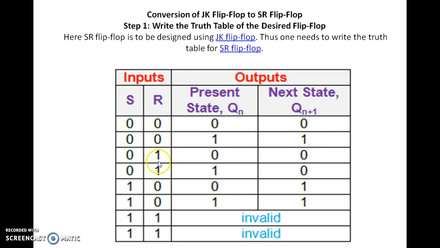When S is 0, R is 1, irrespective of your Qn values, your flip-flop is in the reset state. That is, it will be 0. When S is 1 and R is 0, irrespective of your Qn values, the flip-flop is in the set state because S equal to 1. And when both S and R are equal to 1, we say SR flip-flop does not work for this state. It enters an invalid state. We also call this state as forbidden state.